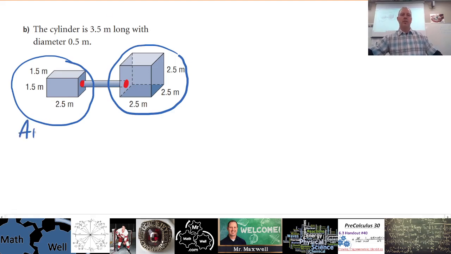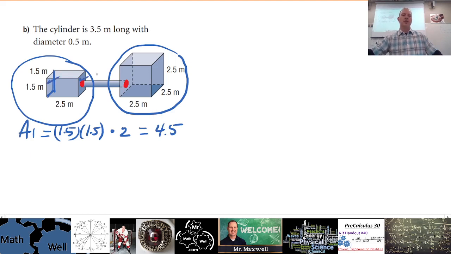So area 1 here is going to be 1.5 times 1.5. That's a square end, right? And there's 2 square ends. So area 1, let's say that's the ends. We're going to go 1.5 times 1.5, and there's 2 of them, so we'll multiply it by 2. So that's 2.25, that's 4.5, I believe.